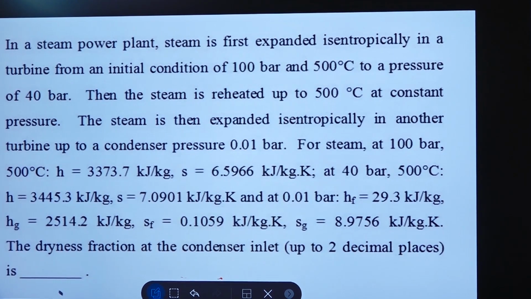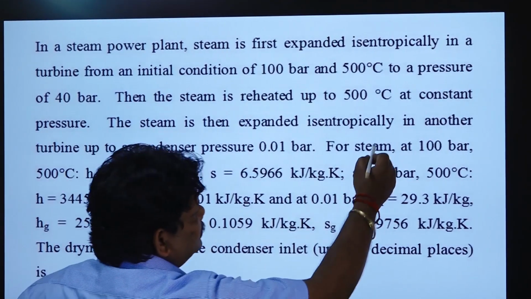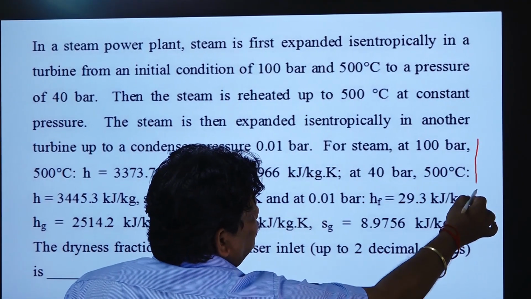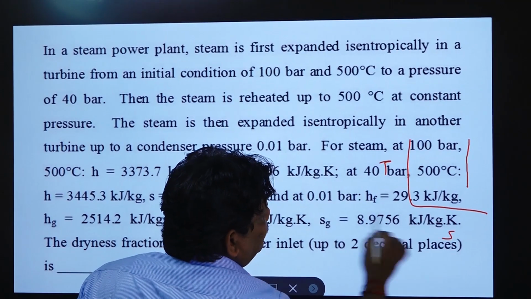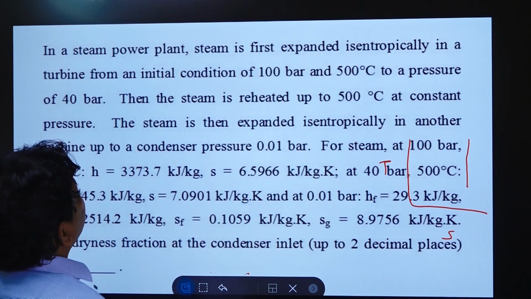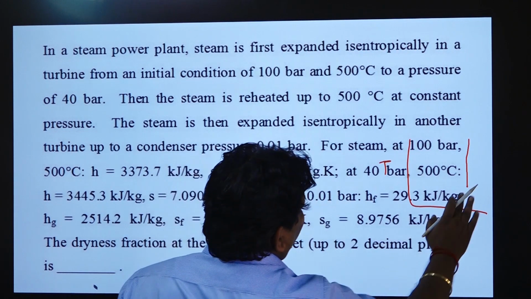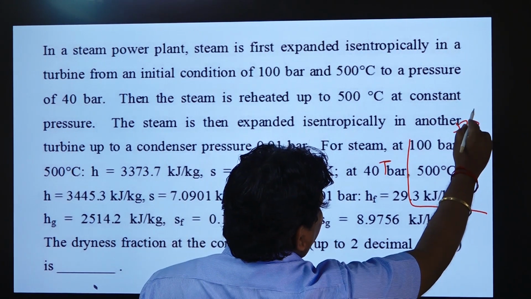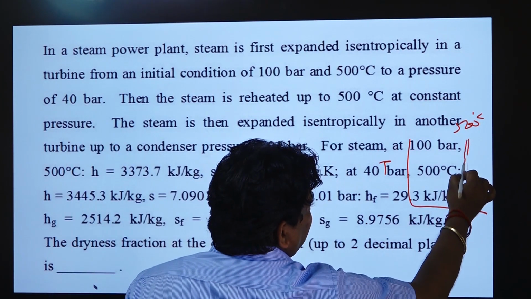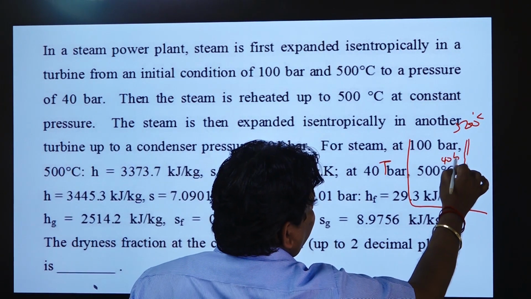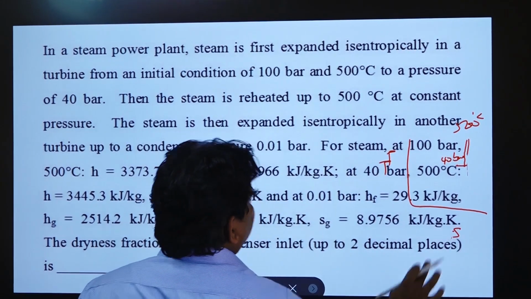So in a steam power plant, steam is first expanded isentropically in a turbine. You draw that TS diagram. It is expanded isentropically from the condition of 100 bar and 500 degrees centigrade to a pressure of 40 bar. So it reaches 40 bar. This is a TS diagram, 40 bar.